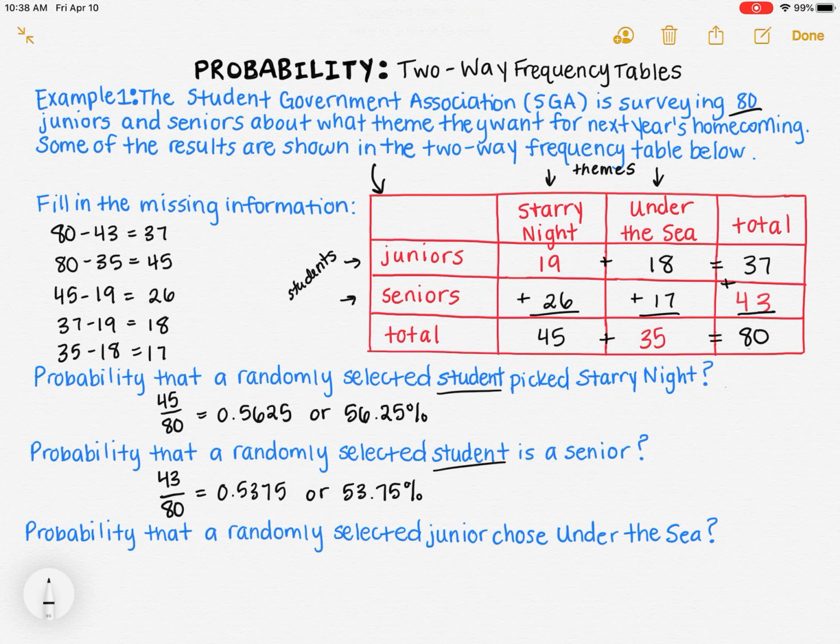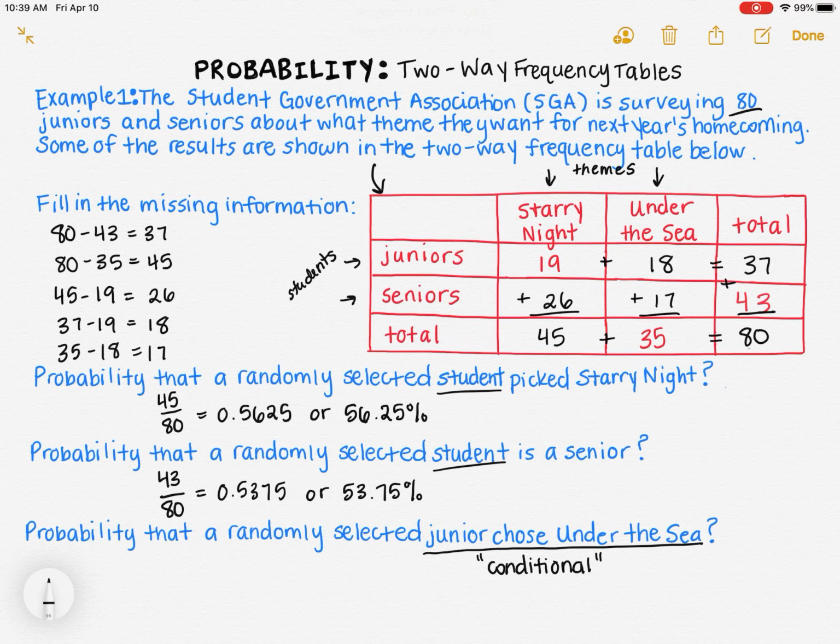Now, in the last few examples, we were just talking about students overall. This one is talking about a junior. So this is actually called conditional probability, and we're going to talk more about this in future videos. Conditional just means that there's a condition here. We're first looking at what's the probability that this person, the student, is a junior and that they chose under the C. So it's like two things that we're looking at.